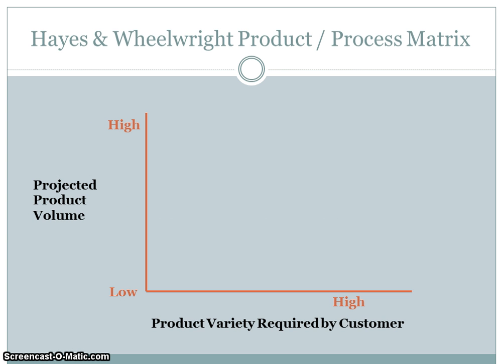One really neat matrix that helps us figure out which process is best for us is the Hayes-Wheelwright product matrix. Here on the horizontal axis, we graph product variety required by the customer. The origin would mean low or almost no variety, and then moving to the right would be high variety. And then on the vertical axis, we have low volumes all the way up to very high volumes.